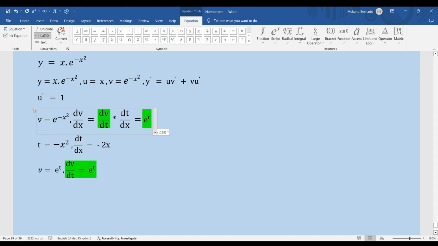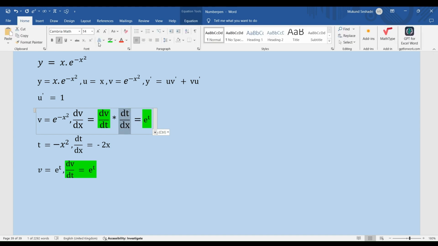And then I have my dt by dx. Let me highlight it using a different color. That is also worked out in the previous step, which is out here. I'm going to use the same color, which is my minus 2x, right? So I have minus 2x into e to the power t, right? So our final answer, not the final answer, our answer with respect to v dashed is minus 2x times e to the power t, which is nothing but minus 2x times e to the power minus x squared, because I will have to represent everything in terms of x, right? I have my v, I have my v dash now, I have my u, I have my u dash now.